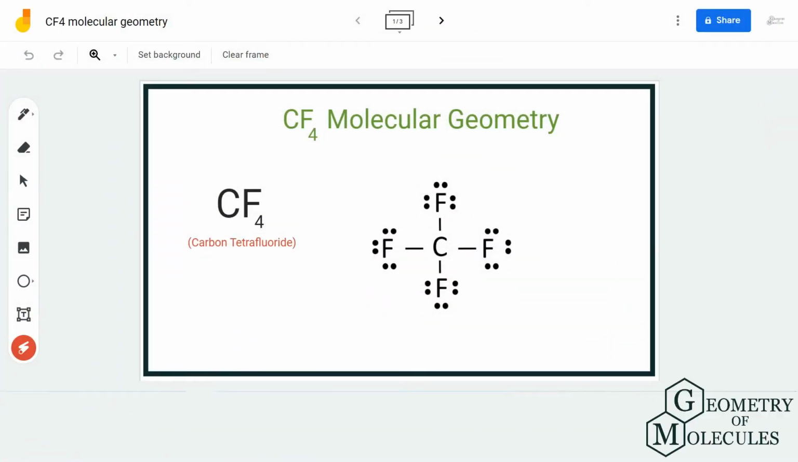Hi guys, welcome back to our channel, and in today's video we are going to help you determine the molecular geometry for the CF4 molecule. It's the chemical formula for carbon tetrafluoride, and to determine its molecular geometry we first need to look at its Lewis structure.